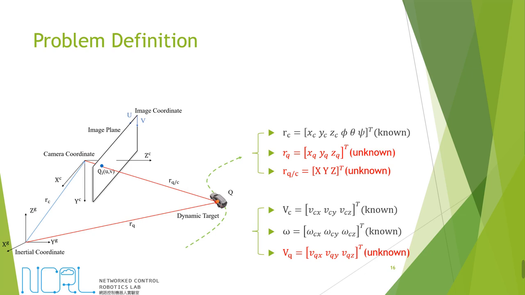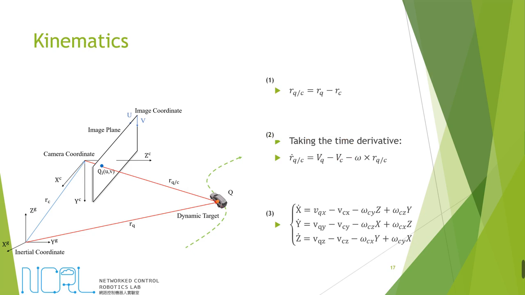Here's the kinematics model we have. Target is here, and this rectangle represents the image frame. Whatever you see in the image is only 2D information, but in the real case, the target is moving in 3D. So we want to use 2D measurements to recover the 3D information. These two red vectors are the unknowns. This one is the target position. This is the relative position with respect to the image or the UAV. And we also want to estimate the target velocity in 3D space. By taking the time derivative of this red one, the relative position, we can get the velocity.